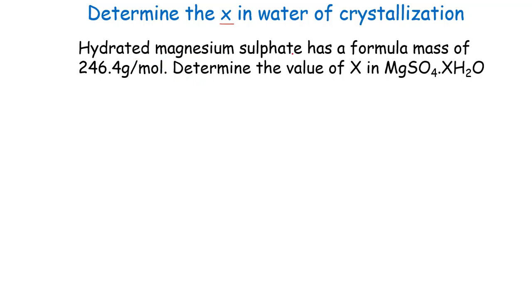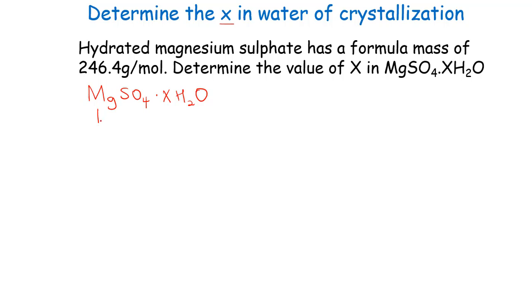Hydrated magnesium sulfate has a formula mass of that. Determine the value of X in magnesium sulfate X water. So all we need to know is we should be able to determine the relative formula mass of our magnesium sulfate X water. So we have to first determine the relative atomic masses of the corresponding elements so that we can be able to find the value of X.